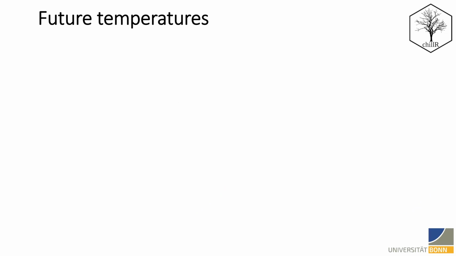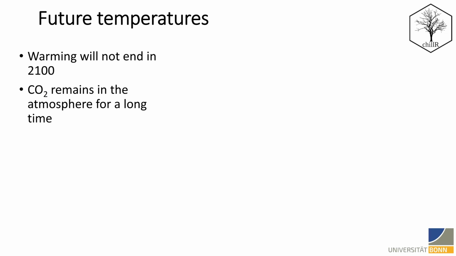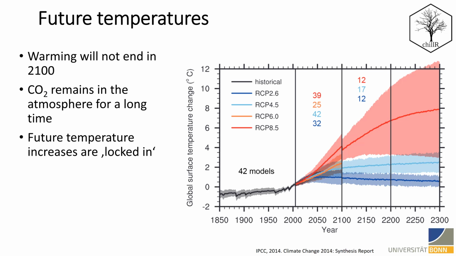Now let's go back to future temperatures, because that's somehow easier to deal with. Of course, one thing that we should always consider: we often see these projections for 2100, and that seems to be the end of time, but of course it will not be. Warming will not end in 2100, because the CO2 will still be in the atmosphere, and if we haven't stopped emitting by then, it'll still be rising.